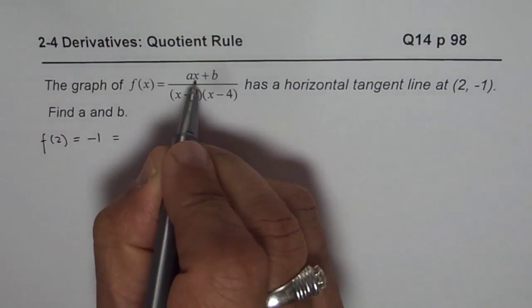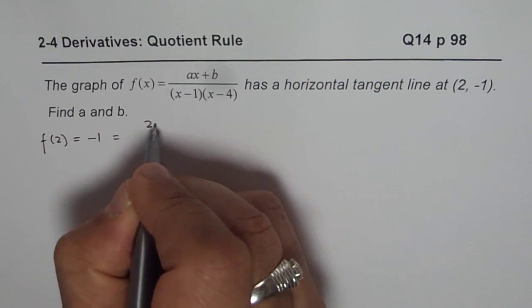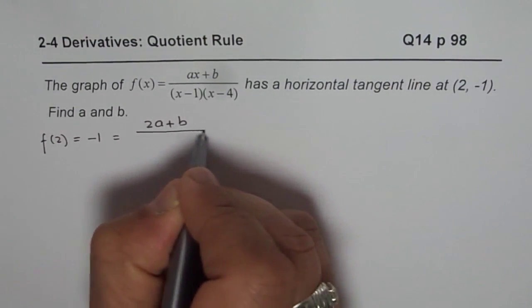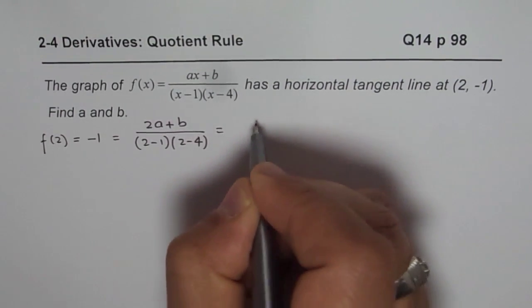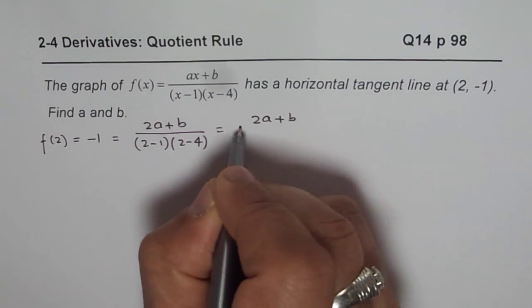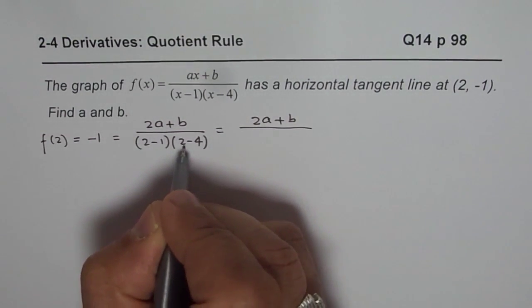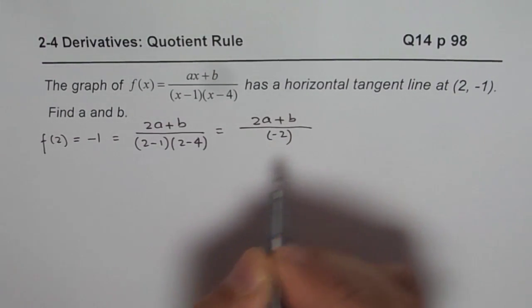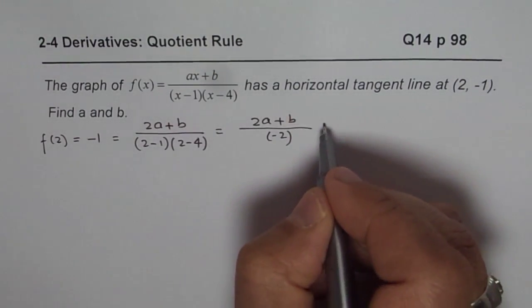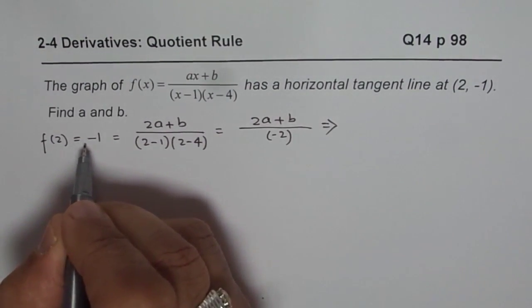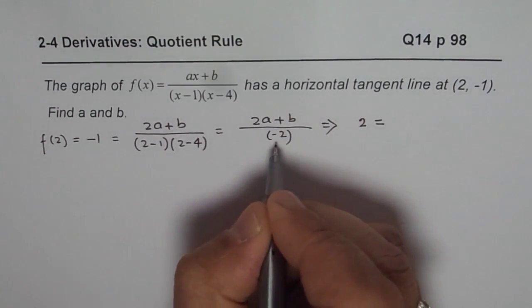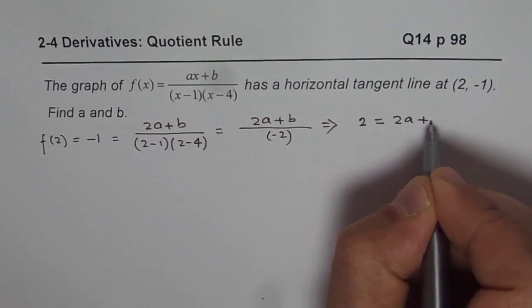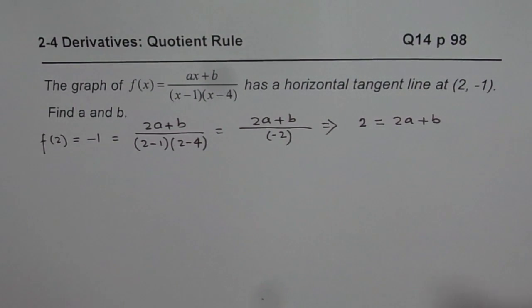I have to replace x with 2. So we get (2a + b) over, within brackets, (2 - 1)(2 - 4), right? So what we get here is (2a + b) over: 2 - 1 is 1, 2 - 4 is -2, so -2. And when you cross multiply, -2 times -1 is 2. So this implies 2 = 2a + b. This becomes your first equation, so let me write this as equation number 1.